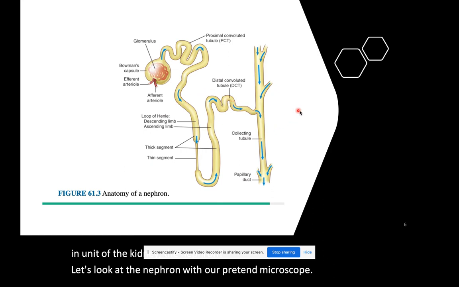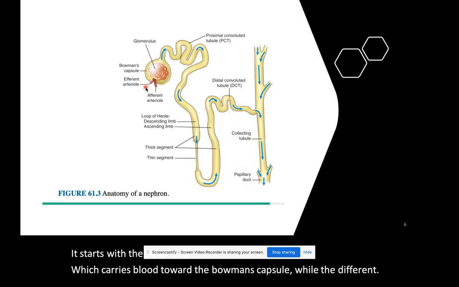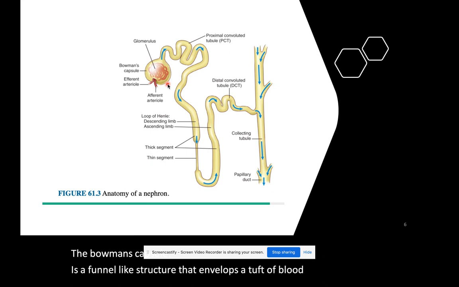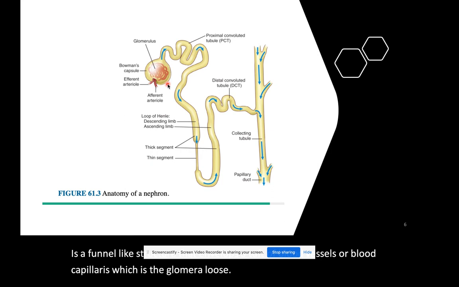Here you can see the anatomy of the nephron. It starts with the afferent arteriole, which carries blood toward the Bowman's capsule, while the efferent arteriole carries blood away from the Bowman's capsule. The Bowman's capsule is a funnel-like structure that envelops a tuft of blood capillaries, which is the glomerulus.